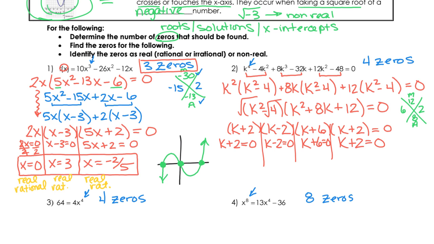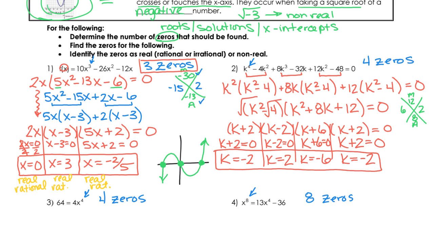All right, if I go back and solve, this one will give me k equals negative 2. K equals positive 2. K equals negative 6, and k equals negative 2. And those are my solutions. So remember at the top, we said because the highest exponent was 4 that we would have 4 zeros. So we double check that. And now they want us to classify them.